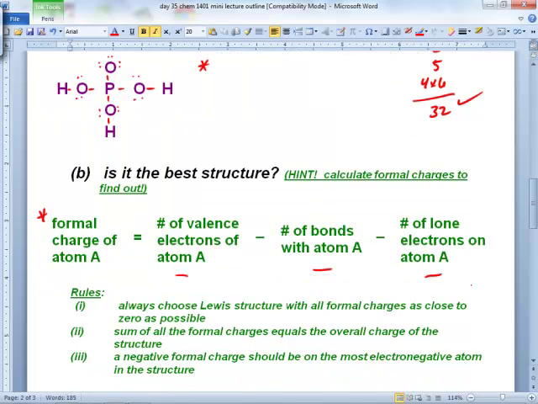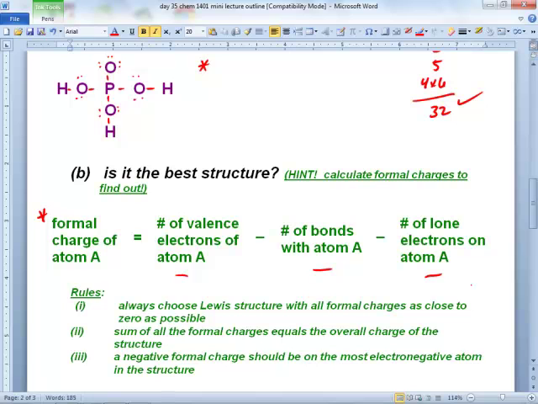Okay, no big deal. Here's some helpful suggestions here. What we're going to do is choose a Lewis structure with all formal charges as close to 0 as possible. So if you get all zeros on everything, that is your answer. You can't get it any better.